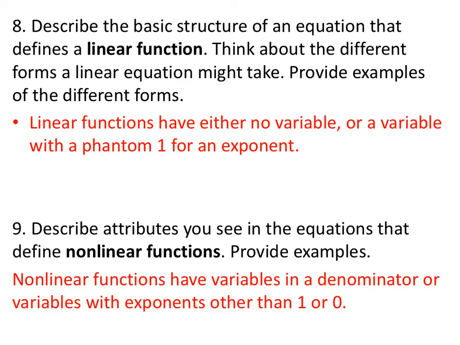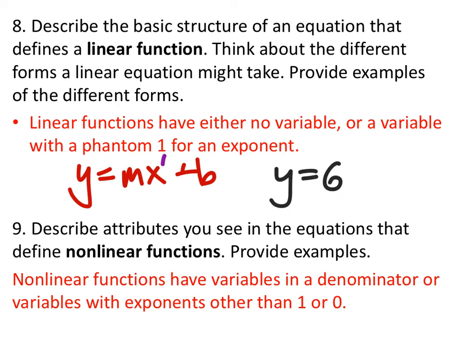And hopefully we see linear functions have either no variable or a variable with a phantom 1 for an exponent. So in other words, you can have y equals mx plus b, which does have a phantom 1 for its exponent. But sometimes we have straight lines, right? That was something like y equals 6. We've already seen that one. Nonlinear functions have a variable in the denominator or variables with exponents other than 1 or 0.